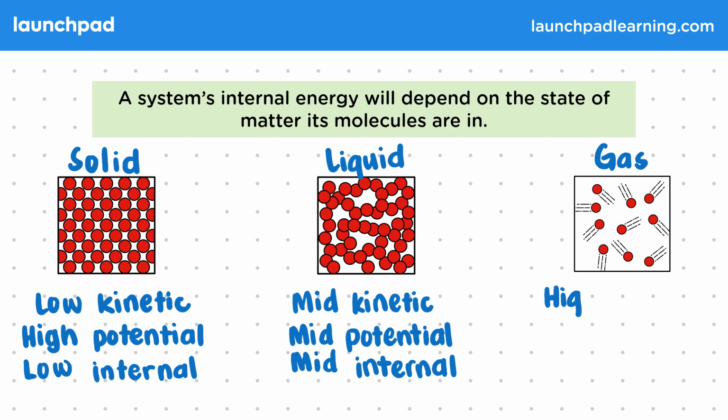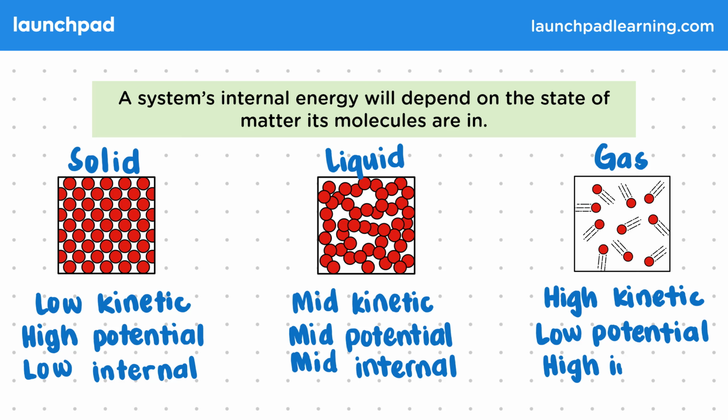In a gas, there is a high amount of kinetic energy, as the particles are free and fast moving. There's a low potential energy in the bonds, as they're very weak and almost non-existent. Therefore, gas has a high internal energy, as it mostly depends on the kinetic energy.